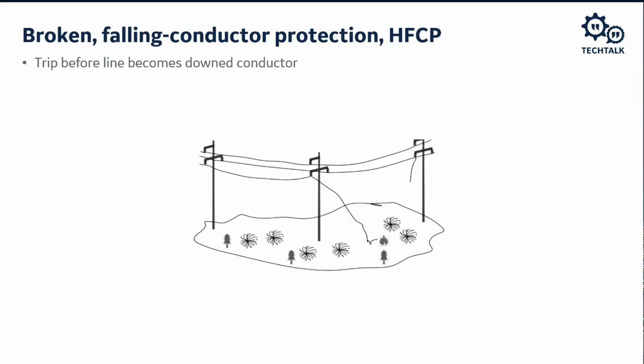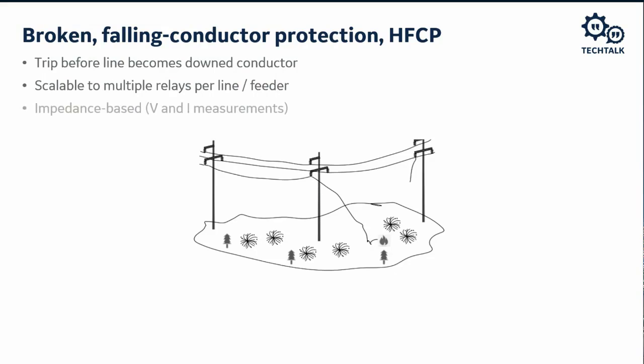The goal of broken falling conductor protection is to trip the line before it becomes a downed conductor. We call this high-speed falling conductor protection, HFCP. The highlights of this method are that it uses multiple inputs throughout the power system, and it's scalable to multiple relays per line and feeder. It's impedance-based. It uses voltage and current measurements.